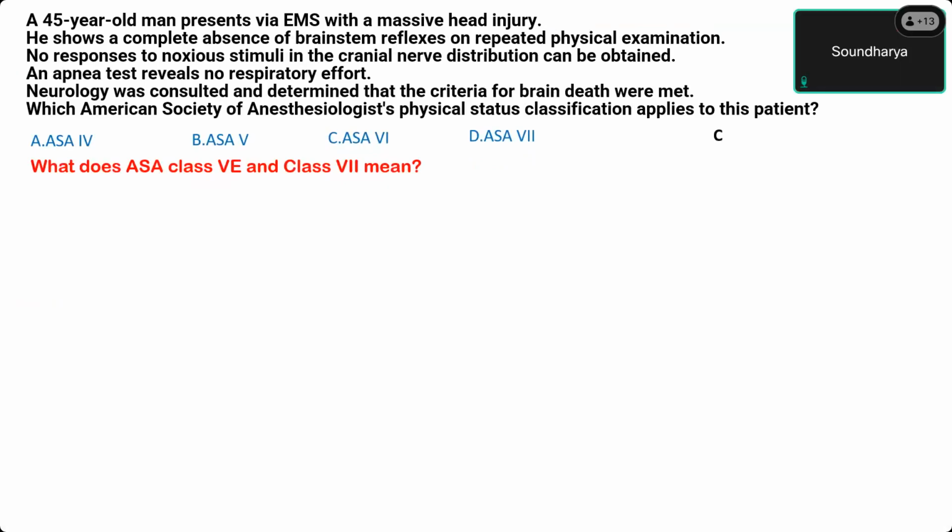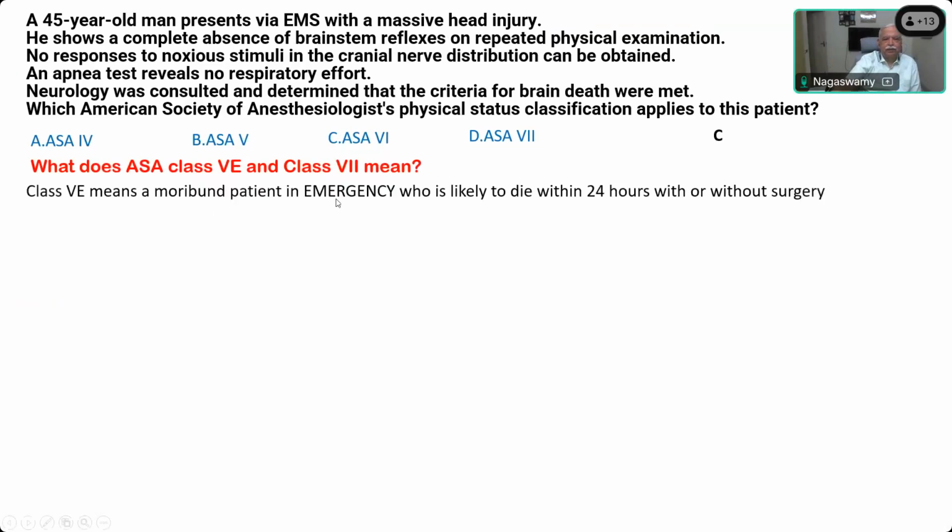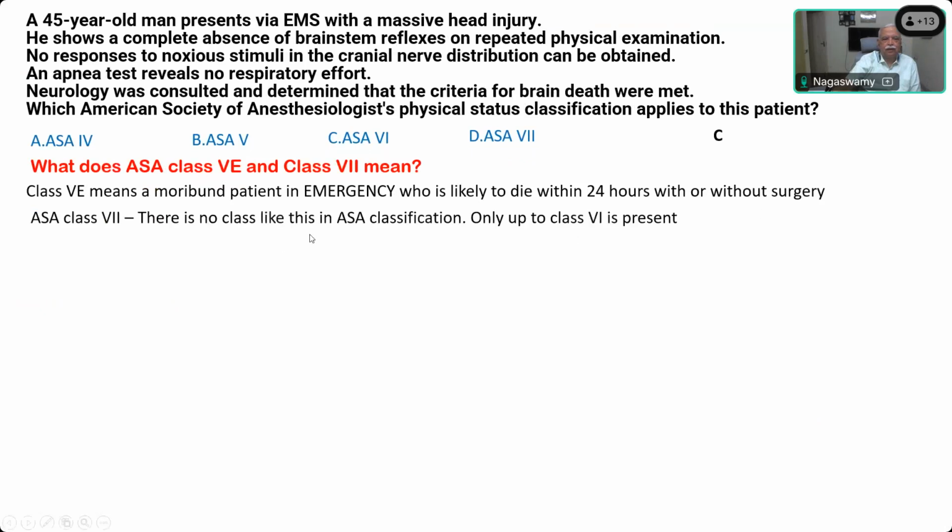Moribund patient for emergency. Right. So class E means it's a moribund patient in an emergency who is likely to die within 24 hours with or without surgery. Okay, so that is the thing for 5E. And for class 7, there is no class like this in the ASA classification, only up to 6 is present.